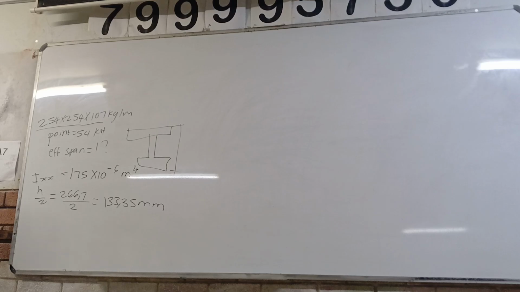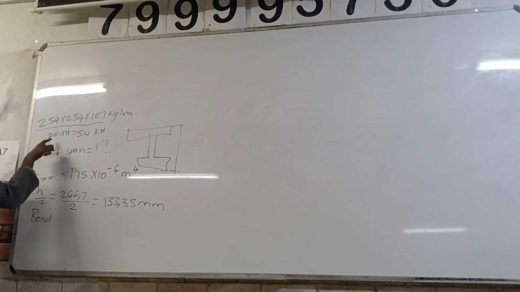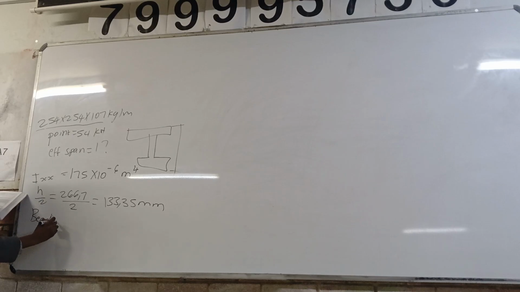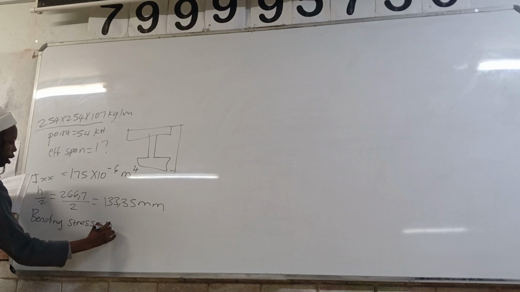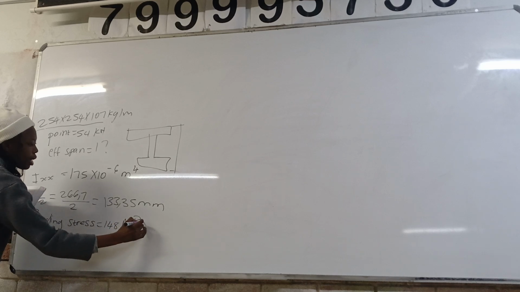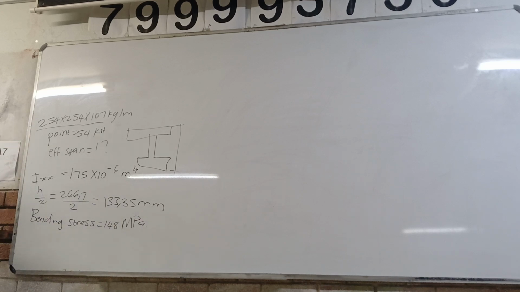And then now write down your data: the size of the beam, the IXX that you got from the table, the H divided by 2, and now the bending stress. They gave us a bending stress of 148 MPa. They did not tell us to ignore the self-weight. In fact, they told us to calculate the maximum effective span that will carry the self-weight of the beam.